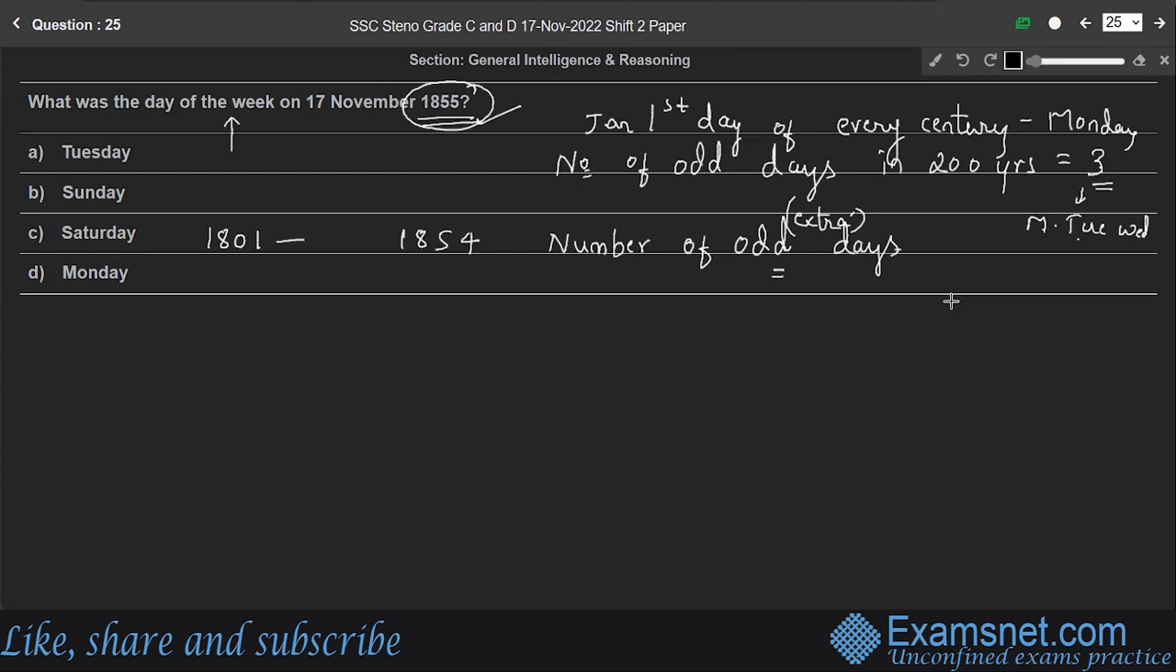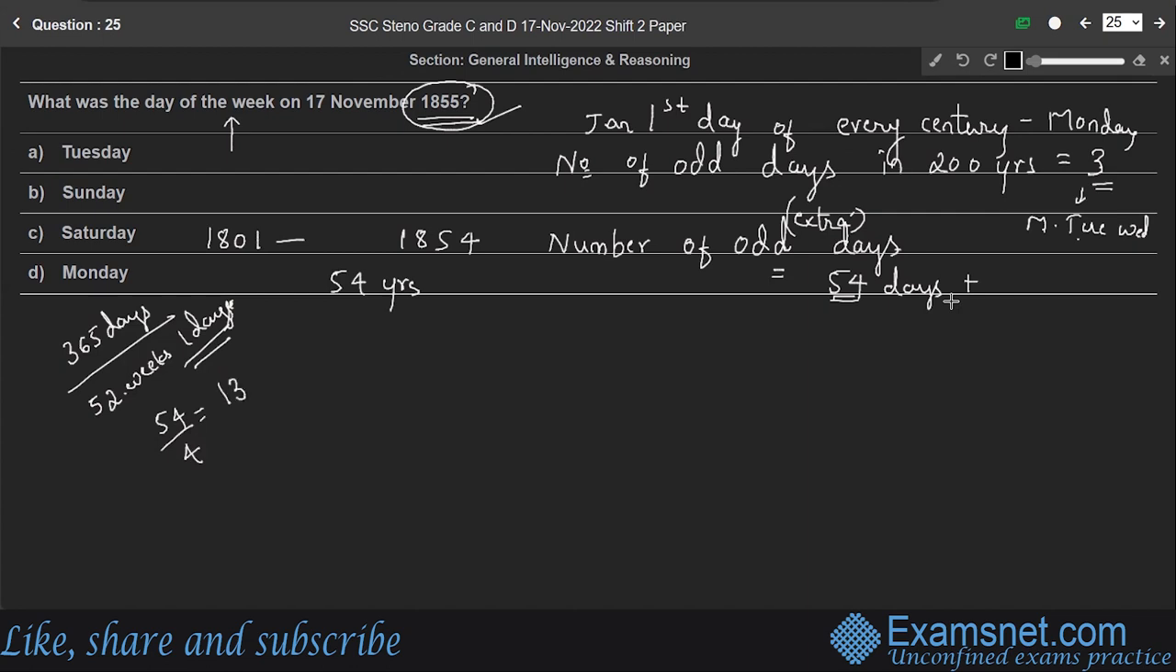So in each year, we'll have one extra day. Since 1 year contains 365 days, that means 7 into 5, 7 into 2, yes, 52 weeks and 1 day. We'll have one extra day in each year, right? Therefore, in 54 years, 1801 to 1854, the number of extra days is 54 extra days. In each year, we'll have one extra day. Therefore, 54 days plus, in 54 years, how many leap years will we have? So, 54 by 4. A leap year comes once in 4 years. We all know that, right? So, 4 into 3 is 12.